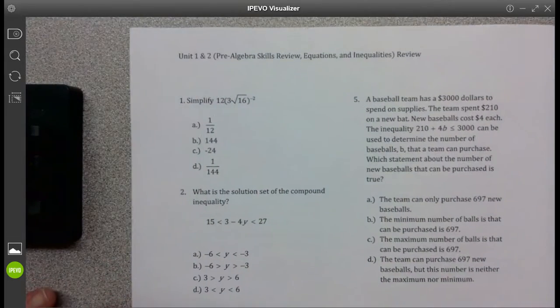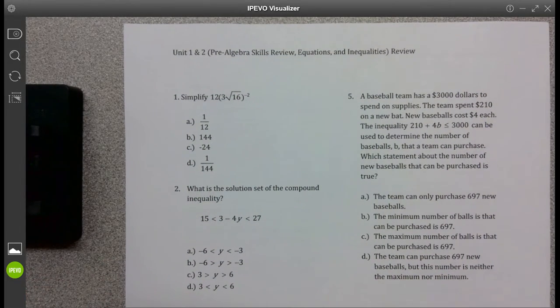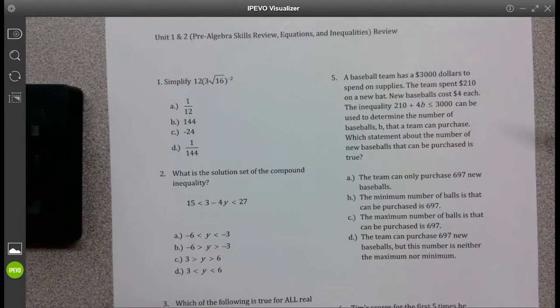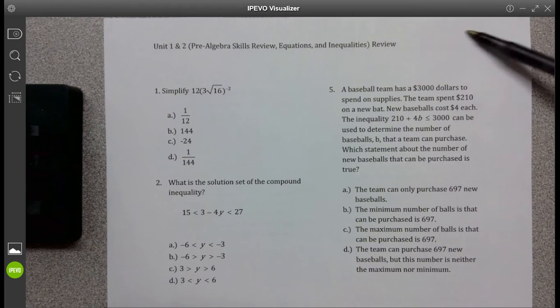Okay, we are now in review for Keystones. When you're in high school, you only take one Keystone test for mathematics, and that is after Algebra 1. When you take this, it is usually 18 multiple choice questions and then 2 open-ended questions. So we're going to follow that format in a review guide.